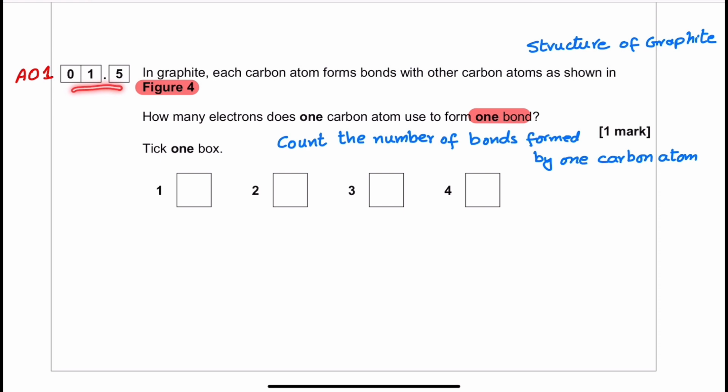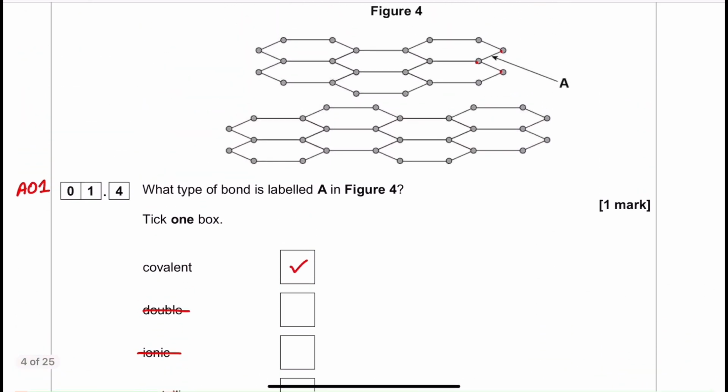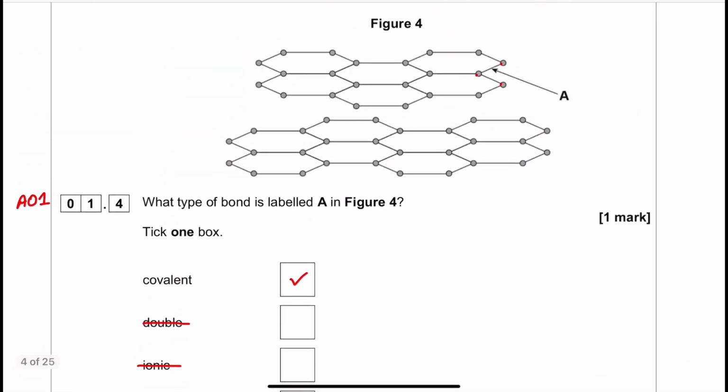1.5 is again an AO1 question, and it is from the structure of graphite. In graphite, each carbon atom forms bonds with other carbon atoms as shown in figure number 4. How many electrons does one carbon atom use to form one bond? Tick one box. Count the number of bonds formed by one carbon atom. If I go back to figure number 4, we can count from here.